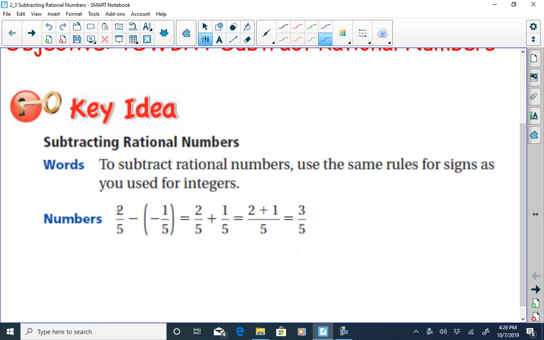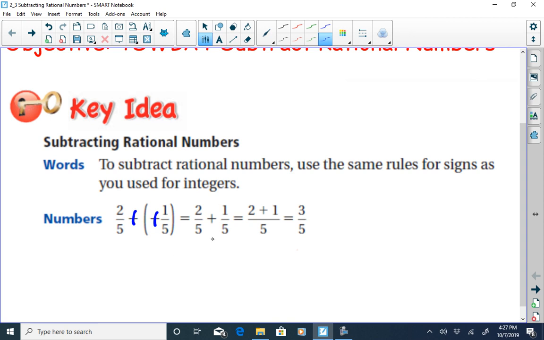Here we have the example 2/5 take away -1/5. When we see subtraction, we want to use the additive inverse, which means we want to add the opposite. When we add the opposite, we have to do two things. We have to change the subtraction sign to an addition sign, and then we change the sign of the number that follows to its opposite. This was a -1/5, so we make it positive. We essentially change the subtraction problem to an addition problem. So this subtraction problem is now the same as this addition problem.